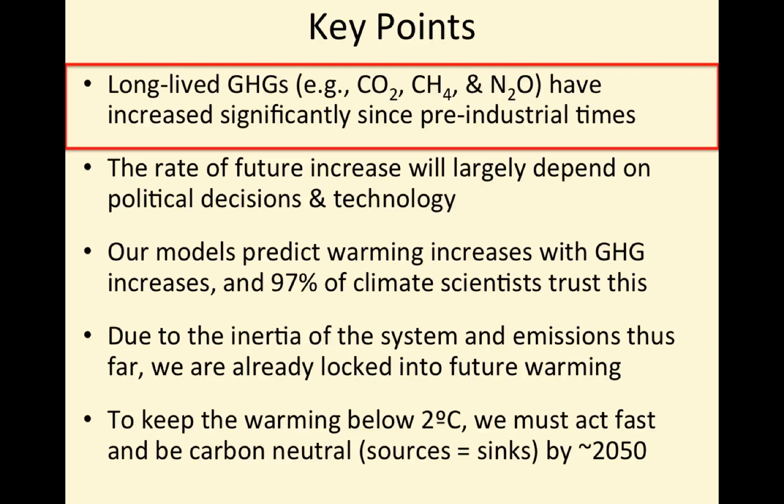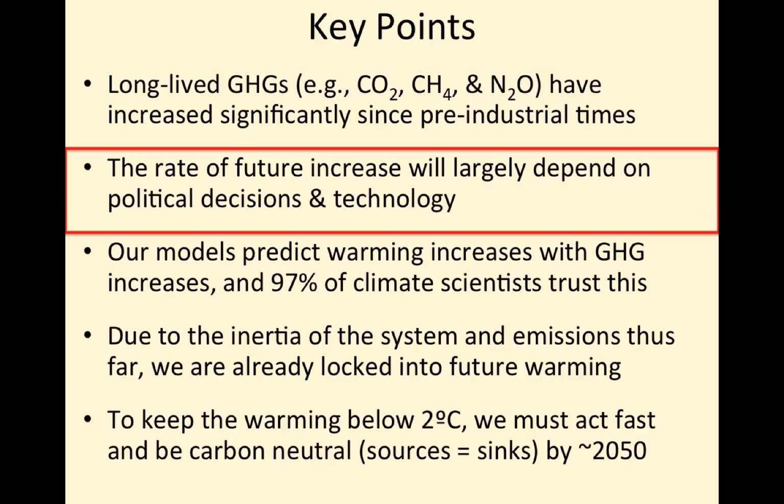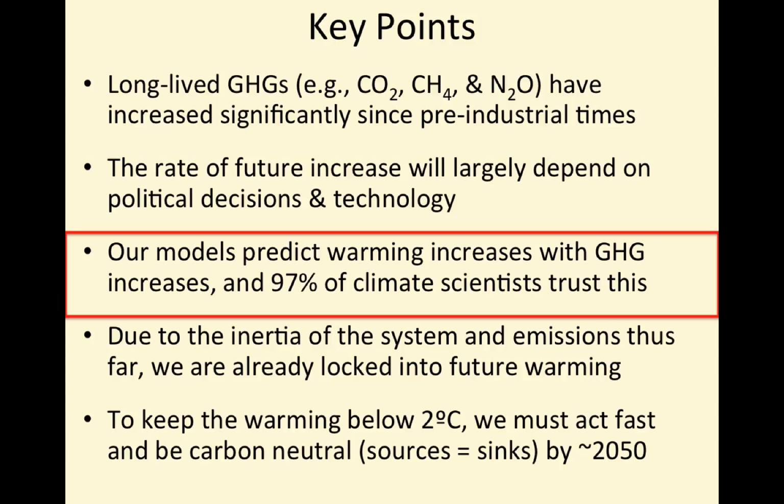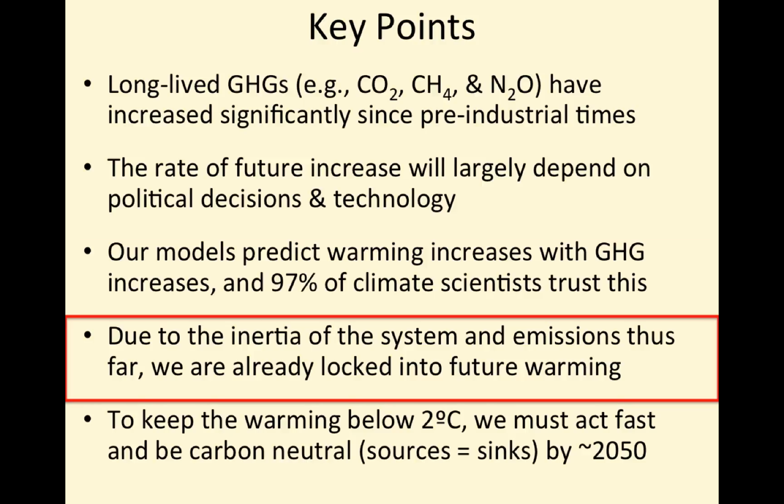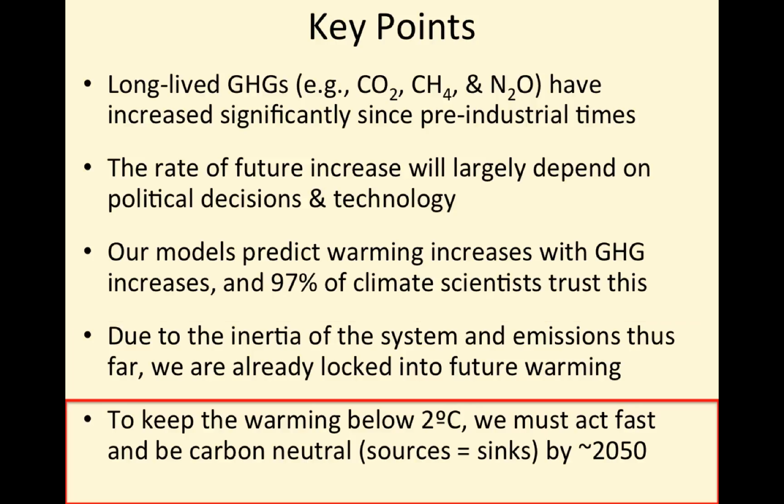Long-lived greenhouse gases, for example CO2, methane, and nitrous oxide, have increased very significantly since pre-industrial times. The rate of future increase will largely depend on political decisions and technology as well. Our models predict warming increases with greenhouse gas increases, and 97% of climate scientists trust this. Due to the inertia of the system and the emissions thus far, we are already locked into some future warming. To keep this warming below 2 degrees Celsius, we must act fast and be carbon neutral by about the year 2050, and then carbon negative thereafter.